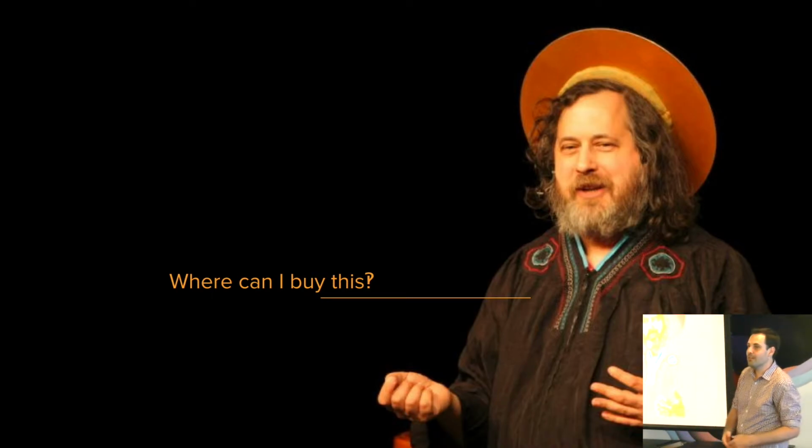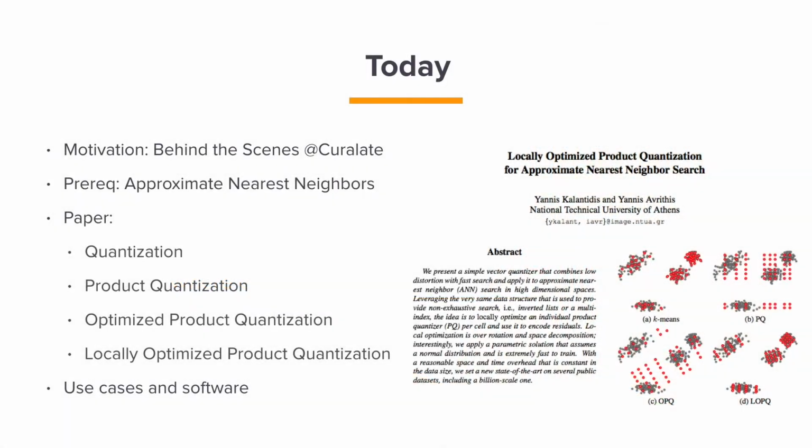And visual search is one of the applications that LOPQ, the paper we're going to talk about today, is used for. So today, I'm going to motivate the paper by showing you guys some of the behind-the-scenes work we do at Curalate. And then we'll dive into some of the prereqs. We'll talk about approximate nearest neighbors, which is the generalization of the algorithm. Get everyone on the same page. Then we'll dive into the paper, which is really a contribution on top of existing work. So we're actually going to go through all the existing work as well. Don't be scared. I tried to make it pretty fast. And then we'll wrap it up. I'll show you some use cases and software and some of the cool stuff we did at Curalate.